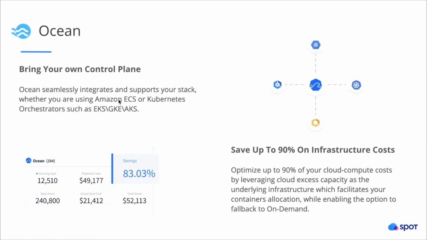It allows you to bring your own control plane: ECS, EKS, GKE, AKS, and all of those are supported. And altogether, we've seen infrastructure costs reduce by up to 90%, but I would say no less than 60. So anywhere from 60 to 90% savings compared to how your clusters are running today.